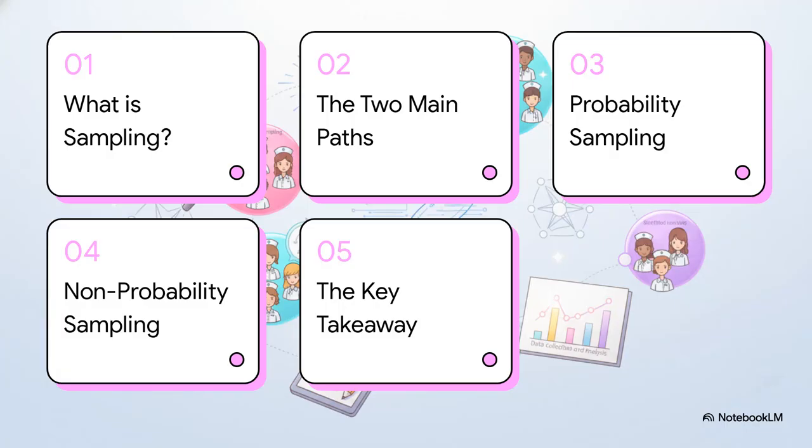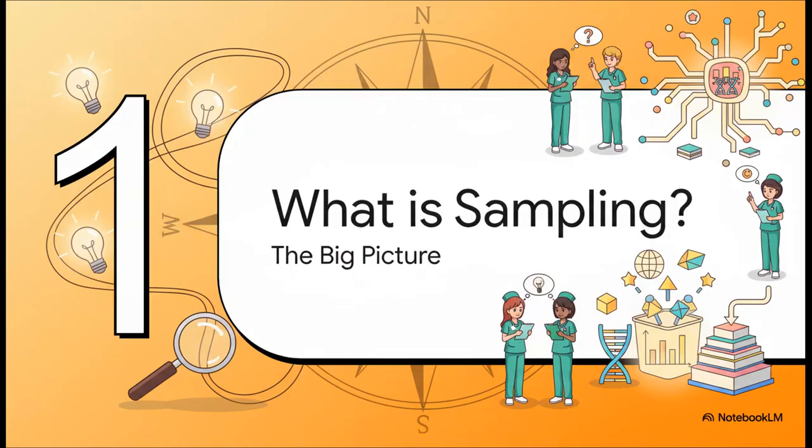So here's what we've got on tap. First, we'll tackle the big picture. What even is sampling? Then we'll get to a major fork in the road, the two main paths a researcher can take. We'll explore path 1, probability sampling, and then path 2, non-probability sampling. And to wrap it all up, we'll hit the key takeaway that'll help you make sense of pretty much any study you come across. All right, let's jump right in.